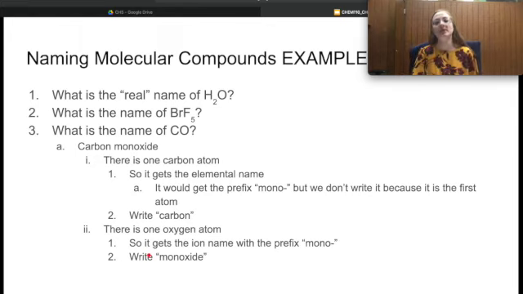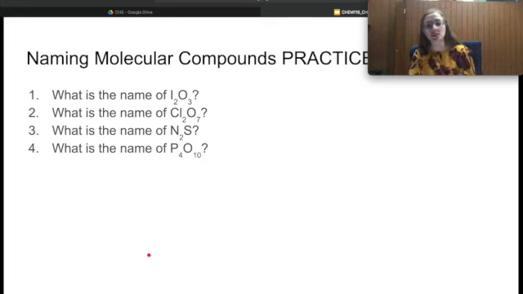So those are some examples for how to name molecular compounds. I've left you with some practice problems here as well with their explanations, so please check those out. Please try to work on naming these ionic compounds. And now we're going to learn how to write the chemical formula.